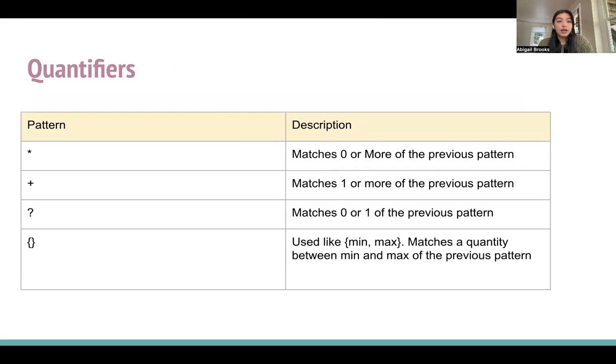Okay, so we also have quantifiers. This tells us how many instances of a pattern we want to match. Whenever we use a quantifier, we have a pattern, and then we follow it with a quantifier if we want to use that. So the asterisk matches 0 or more instances of the previous pattern. The plus sign will match 1 or more. The question mark matches 0 or 1 of the previous pattern. I like to think of the question mark as saying that this pattern is optional. It can be there or it cannot. And lastly, we have curly brackets. These are kind of used like min-max. So it'll match a quantity between min and max of the previous pattern.